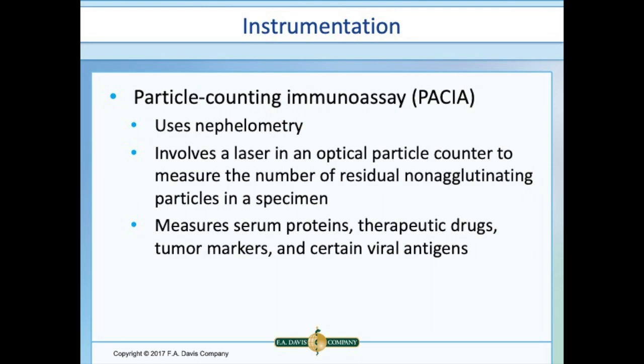Of course, if there's no agglutination, light will be scattered. And if there's agglutination, light will be blocked. So you'll not be able to measure scattered light anymore. So PACIA is useful for measuring serum proteins, therapeutic drugs, tumor markers, and certain viral antigens.